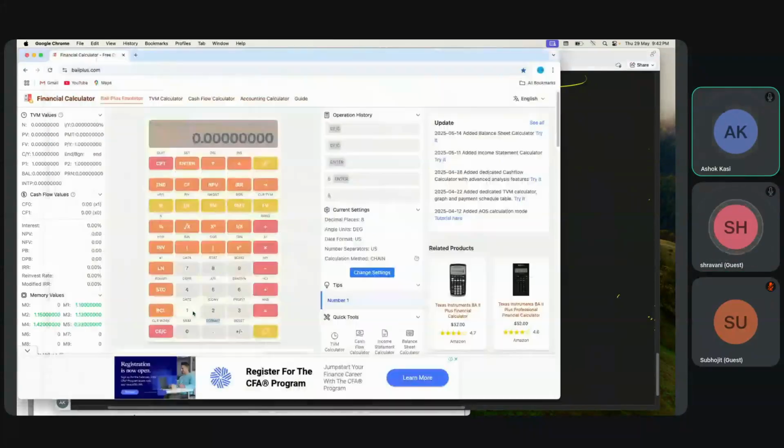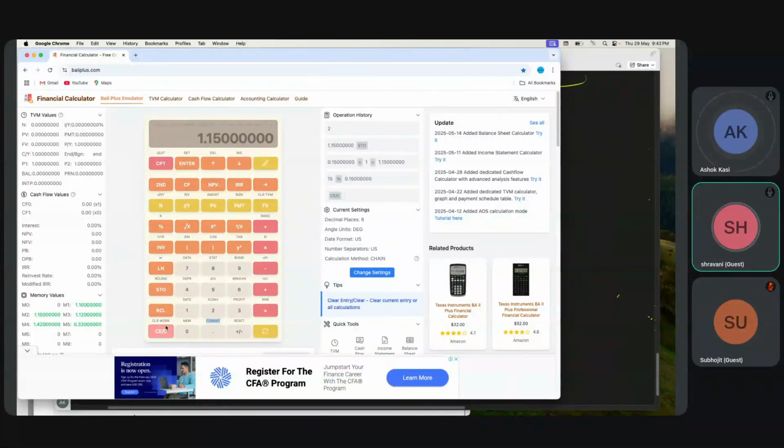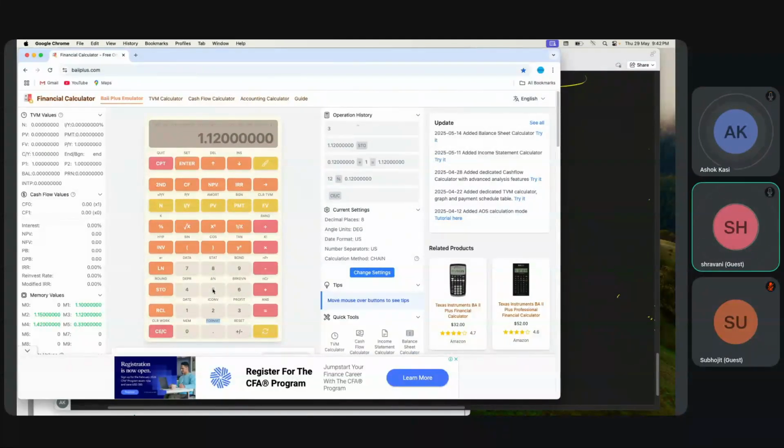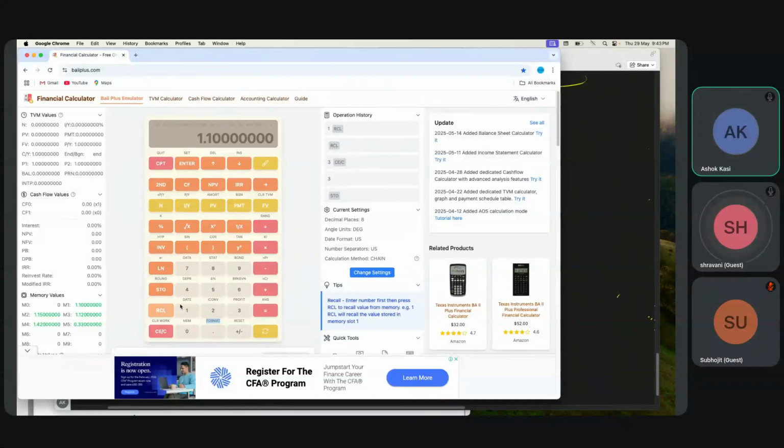So that means 10 percentage plus 1 equal to, keep it in store 1, clear work. Then 15 percentage plus 1 equal to, keep it in store 2. Then 12 percentage plus 1 equal to store 3. And then recall 1 into recall 2 into recall 3.